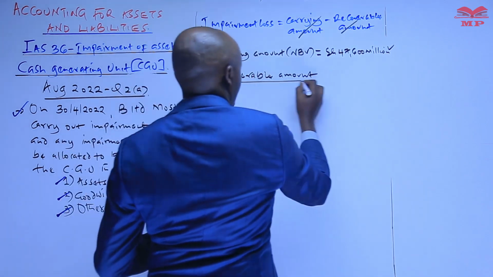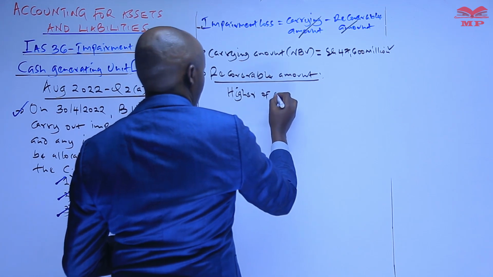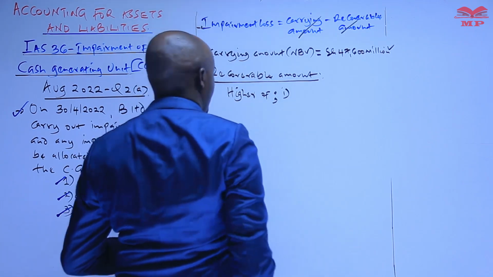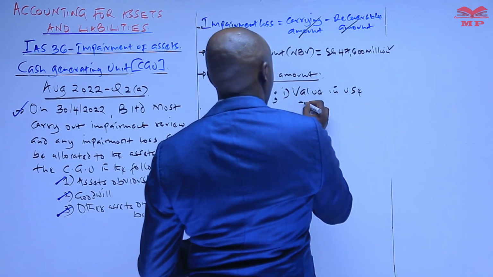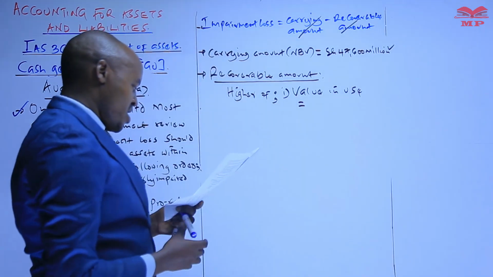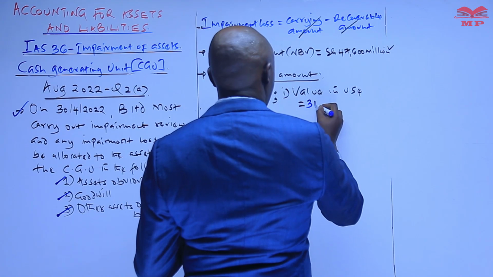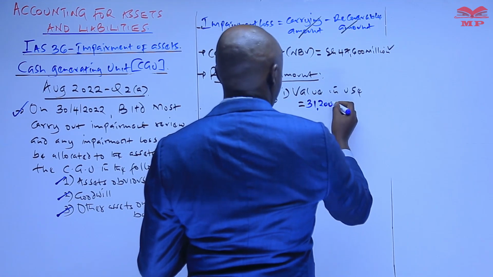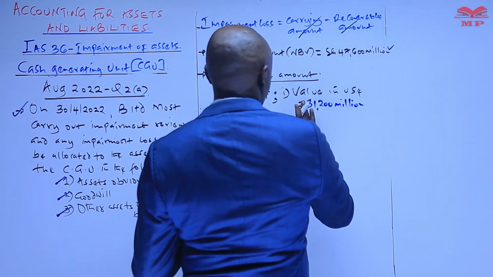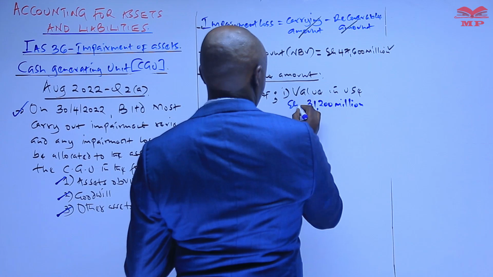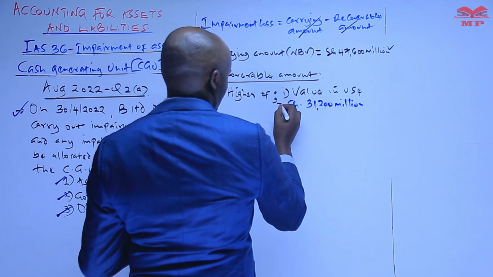And the recoverable amount, we have said that this is taken to be the higher of two values. Number one, the value in use, which is given in the additional information number 1. We are told the value in use was 200 million shillings. 200 million.